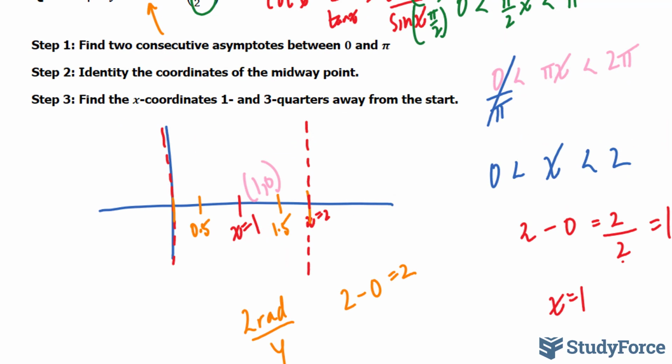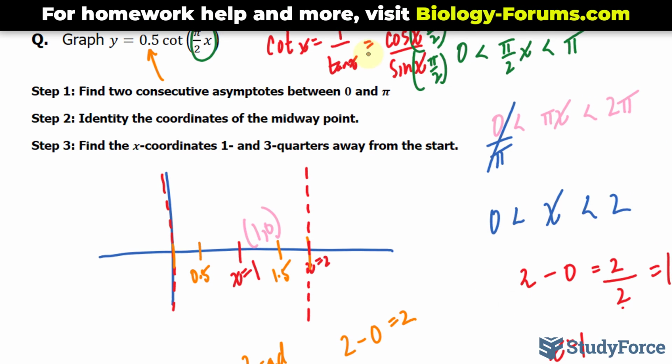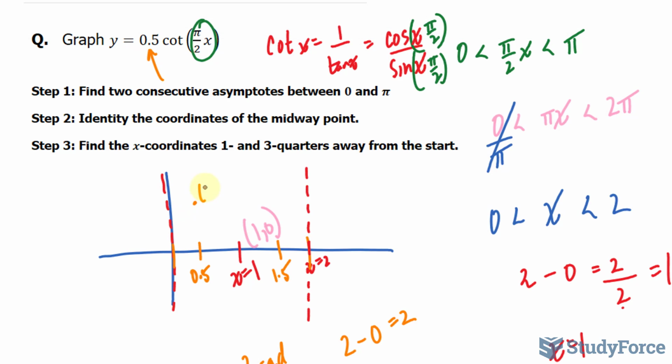To find the y-coordinate when it's at 0.5, we substitute 0.5 into this formula. And if we do that, we should end up with the positive amplitude of 0.5. Let me repeat that. If I substitute 0.5 into cosine of pi over 2 x over sine of pi over 2 x, I'll end up with 0.5. However, if I were to substitute 1.5 into here and here, I should end up with negative 0.5, essentially the amplitude but negative. So we'll have a point at 1.5 and negative 0.5.